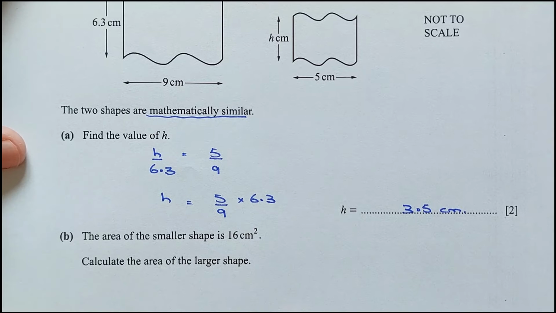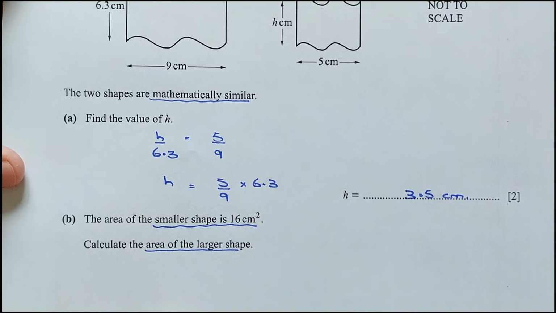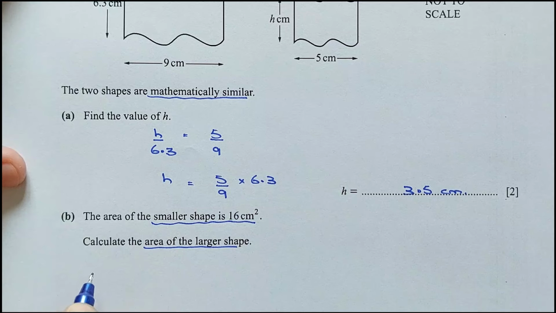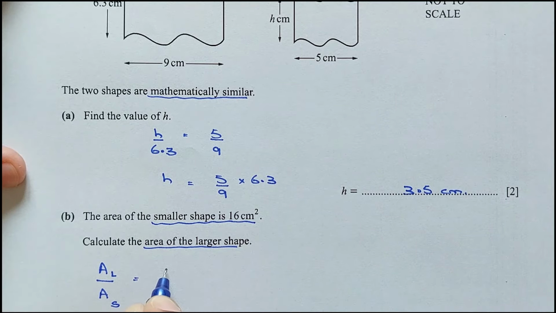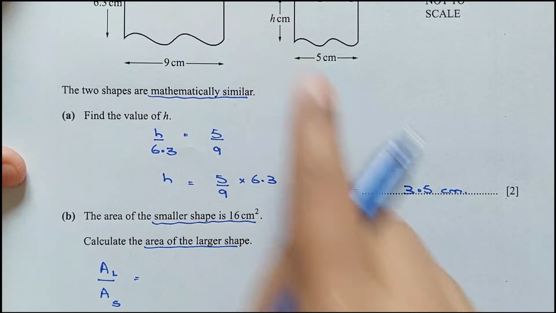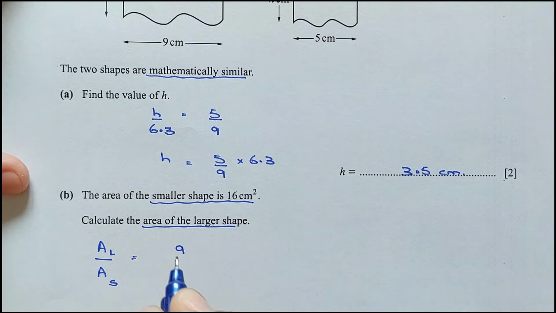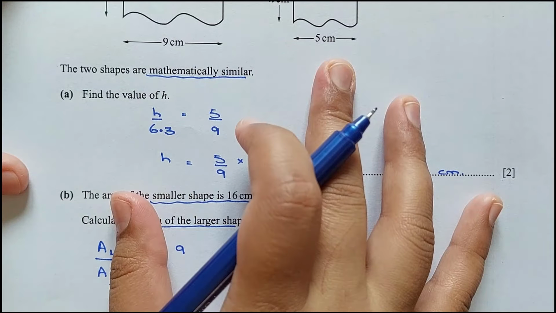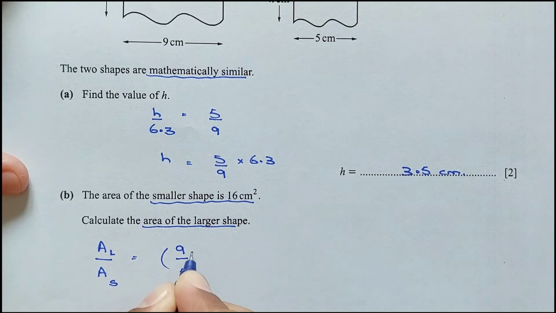Now for part B, the area of the smaller shape is 16 centimeters squared. We have been given that. Calculate the area of the larger shape. So by using the concept of similarity, the area of the larger we have to calculate. So keep it at the numerator: area of large over area of small. This is going to be the larger one, let's take 9 and 5, or you can take 6.3 and 3.5. This is your choice. I'm taking 9 and 5. The larger is 9. Any side of the mathematically similar shape you can take. So 9 over 5, it's whole squared.